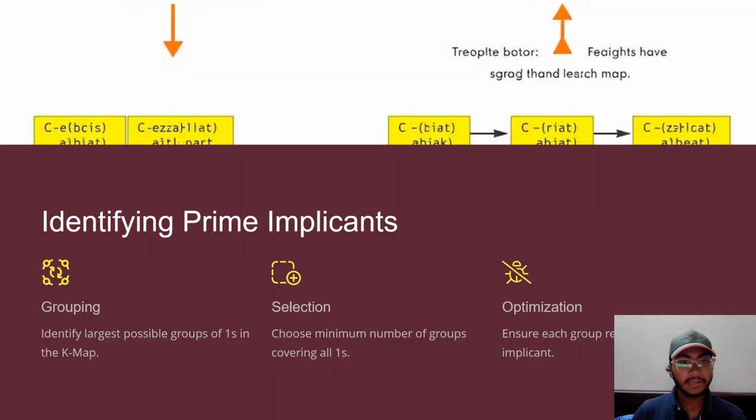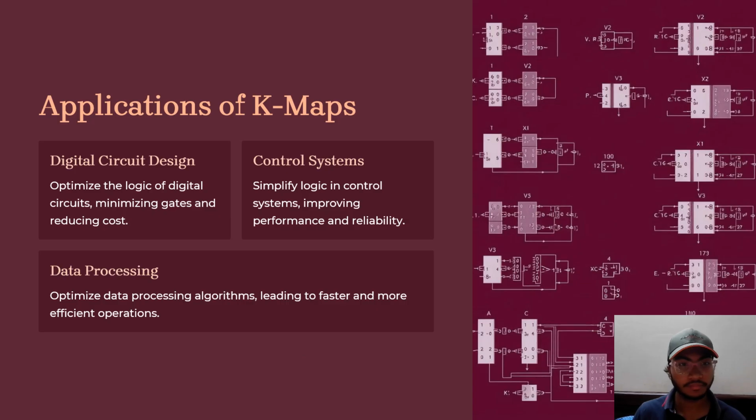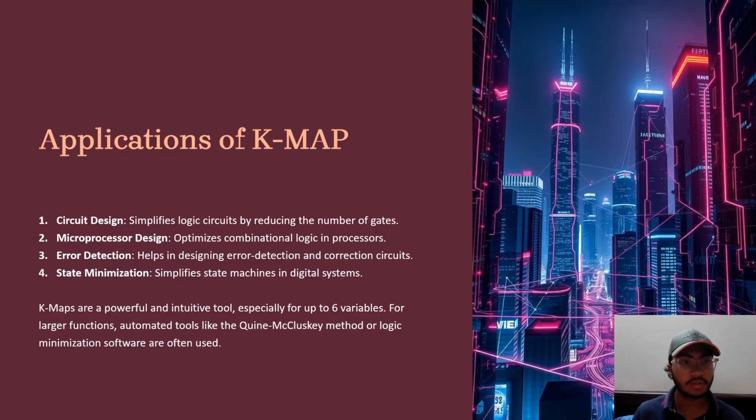Identifying prime implicants. Grouping. Identify the largest possible groups of ones in the K-map. Selection. Choose the minimum number of groups covering all ones. Optimization. Ensure each group represents a prime implicant. Applications of K-map. Digital circuit design. Optimize the logic of digital circuits, minimizing gates and reducing cost. Control systems. Simplify logic in control systems, improving performance and reliability. Data processing. Optimize data processing algorithms, leading to faster and more efficient operations.